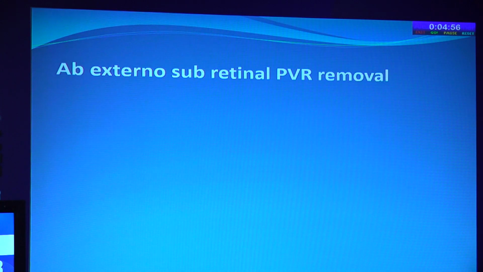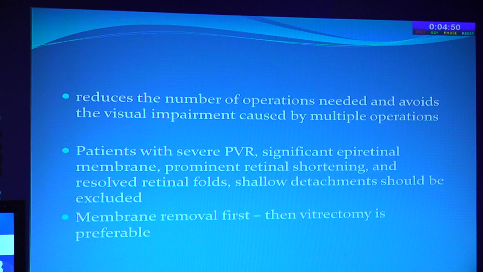I remember Rupo Kanti, my good friend, is a great advocate of ab externo PVR extraction. I haven't tried it much, I'm still learning the process, but it reduces the number of operations needed and avoids the visual impairment caused by multiple surgeries, say the advocates of ab externo. But patients with extreme PVR, significant epiretinal membrane contractions, prominent retinal shortening, and especially shallow detachments, these should be avoided.